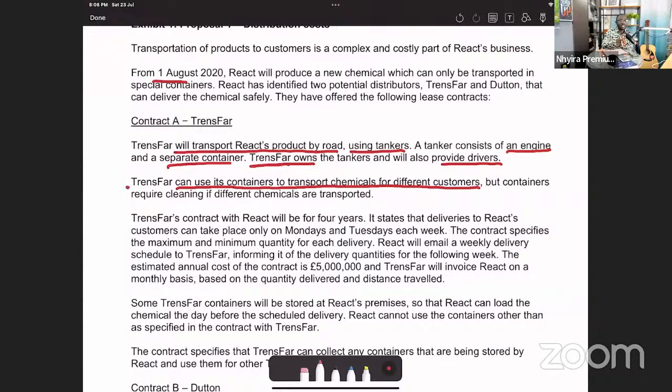So if the lessor can use the containers to transfer chemicals for other people, then we don't control it. Then it says, but containers require cleaning if different chemicals are transported. So in the context of this scenario, it is not a lease. It's a rental, because the lessor can use the asset to transfer other chemicals.